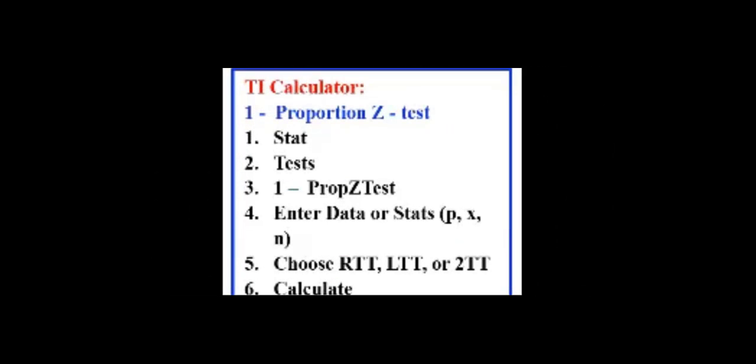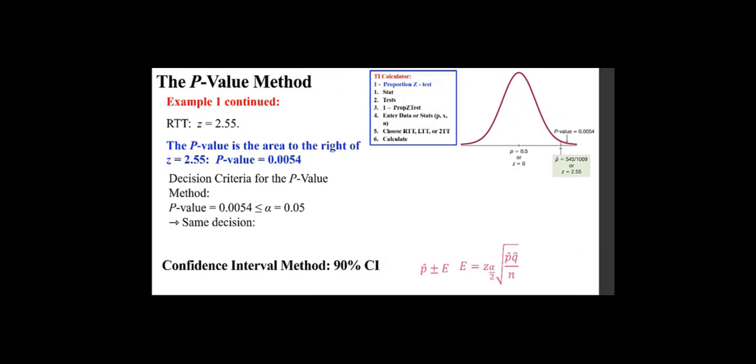Now, let's look at the TI calculator. You can use the one proportion z-test, it's called. So you go to stat, test, one proportion z-test, and you either enter data if given, or stats. To do that, you need to put the proportion p, x, and n, and then choose whether it's a right tail test, two tail test, or left tail test. And so when we do that, you use your calculator. So you go to one proportion z-test.